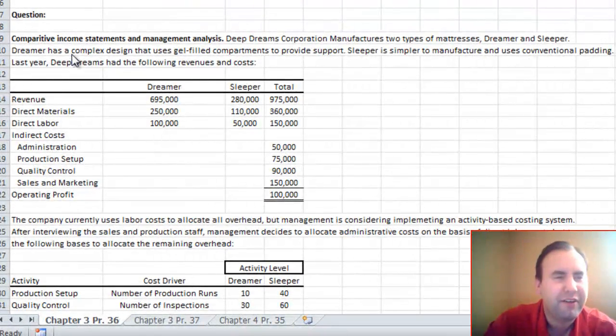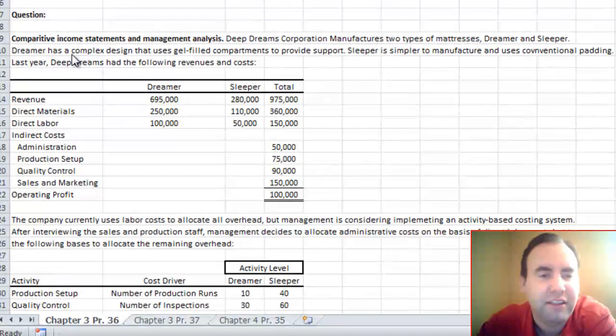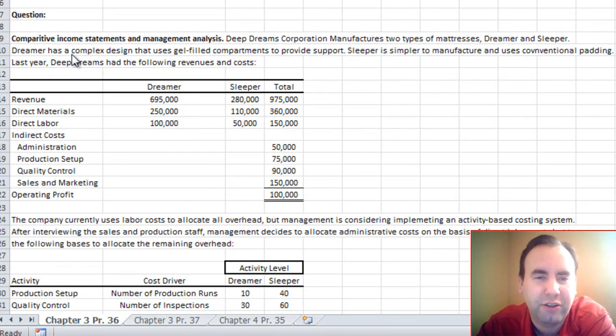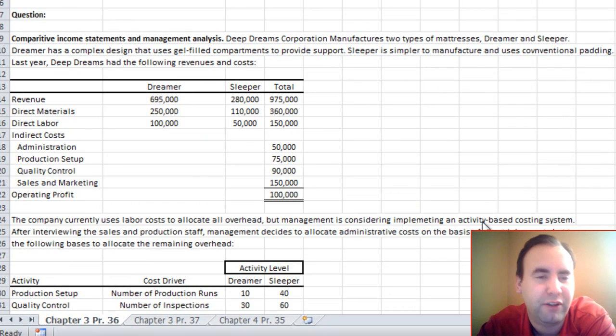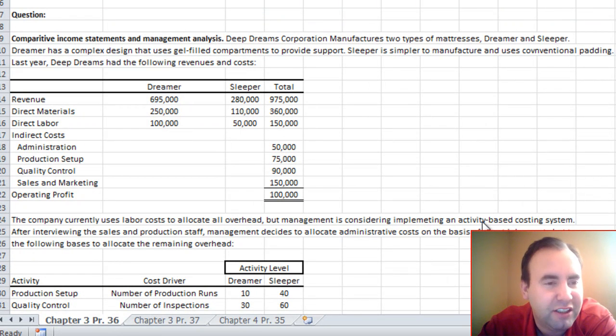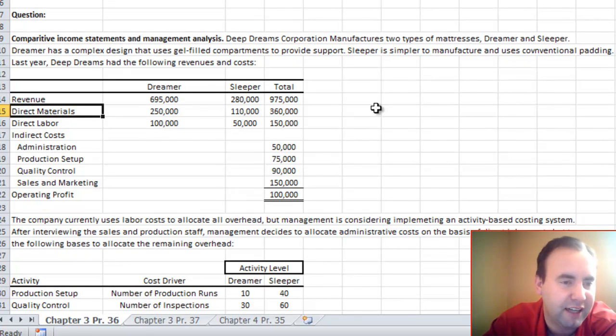The problem is comparative income statements and management analysis. Deep Dreams Corporation manufactures two types of mattresses, Dreamer and Sleeper. Dreamer has a complex design and uses gel-filled compartments to provide support. Sleeper is simpler to manufacture and uses conventional padding. Last year, Deep Dreams had the following revenues and costs. All of this is given to us in the book. I've just simply put it inside Excel.